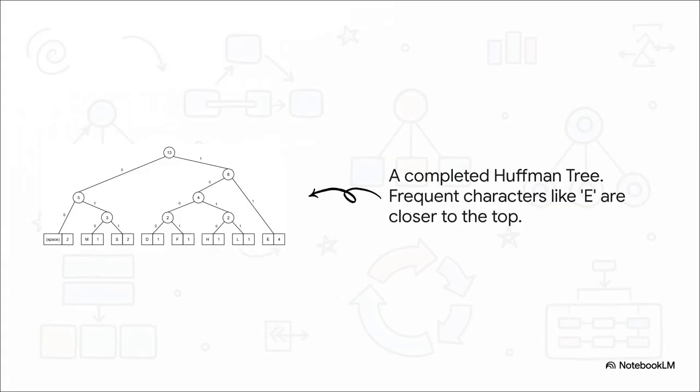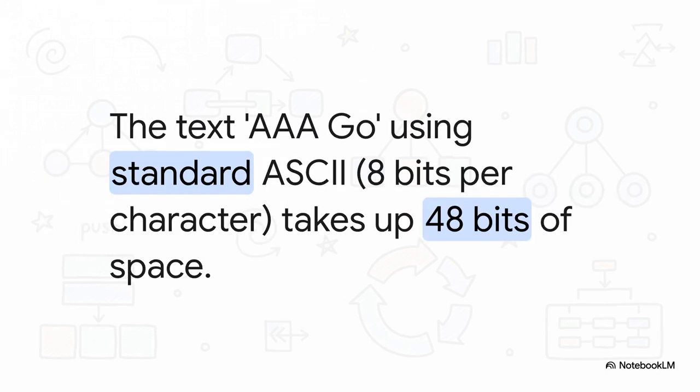And here's what you get at the end: a completed Huffman tree. It's basically a custom-made dictionary for our specific text. See how a frequent letter like E is way up high? To get its new code, you just trace the path from the top. You go right, then right again. So the code for E is just 1-1. Super short. Now let's look at the payoff.